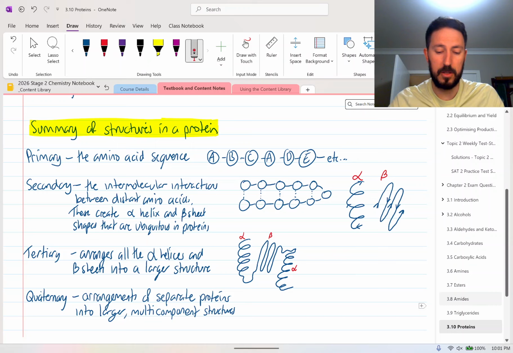That happens a decent amount of the time. So I think that's pretty much it for proteins, and I hope this information has helped.